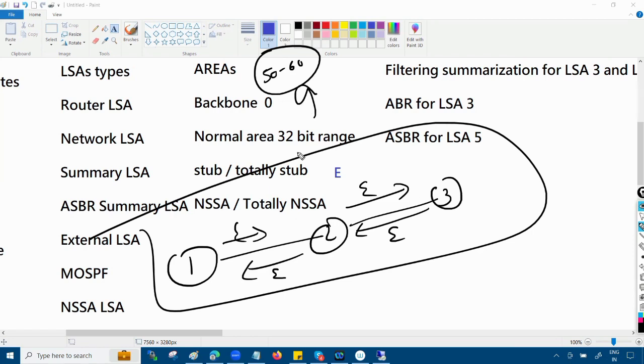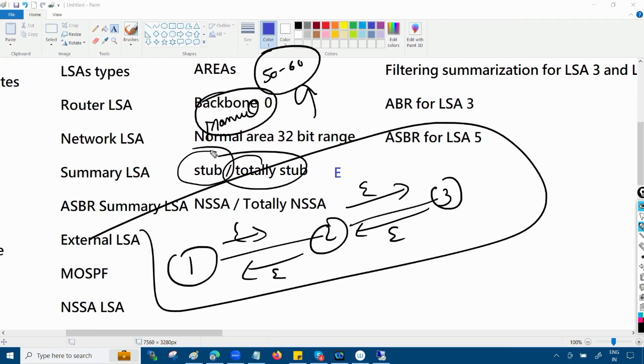Can you imagine that if you have 50 routers, on all 50 routers you need to configure the stub. And somehow, right, if you want to block the LSA 3, you need to configure totally stubby over there. Again, these are my manual configurations.